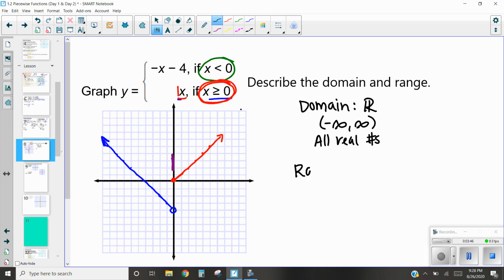Now our range, remember, is our y values. And so looking at our y values, what I like to do, I can see that both of these lines, this is an arrow here, it goes on forever, as does this one.